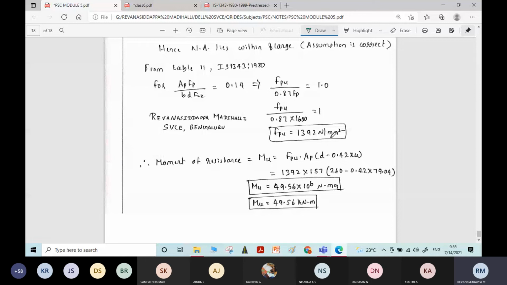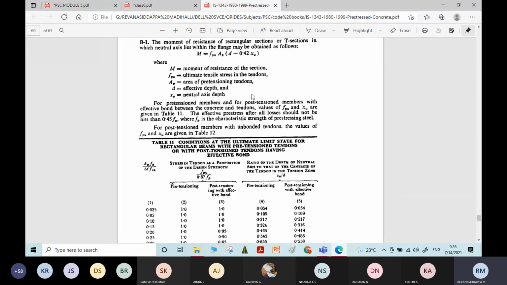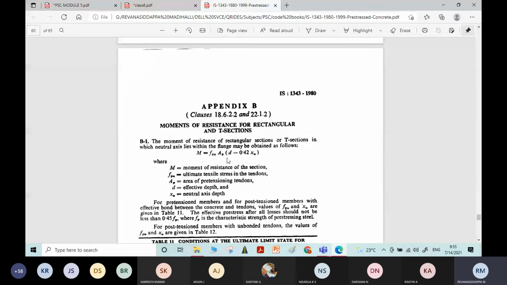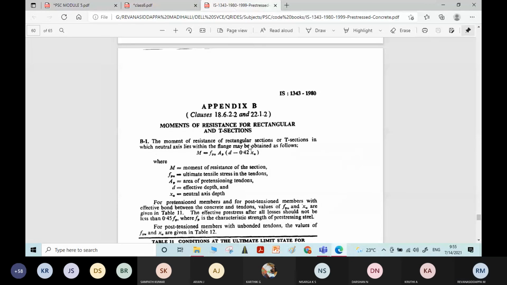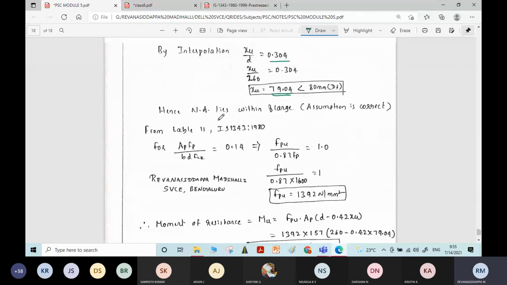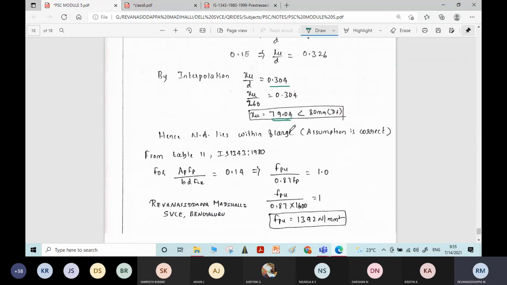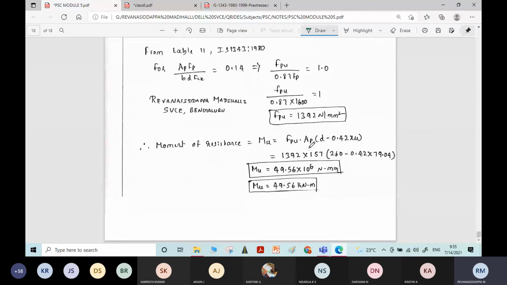We know the formula for moment of resistance, which is given in the code book on the same page. M is equal to fpu Ap into (d minus 0.42 xu). Everything is known. The area of prestressing steel is known, fpu we have just calculated, and xu, the depth of neutral axis, is 79.04. Substituting everything, you will get the ultimate moment of resistance, or the flexural strength of the beam.